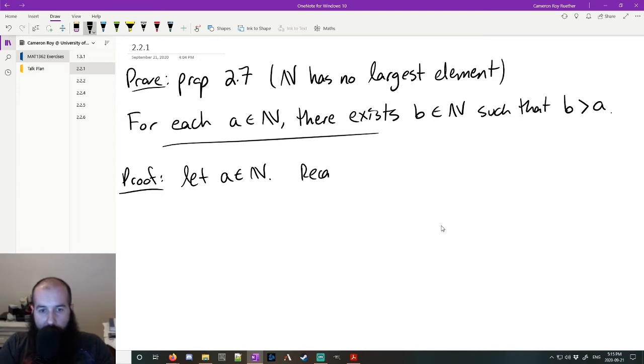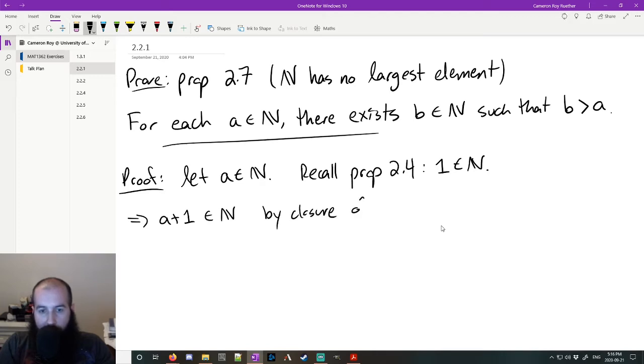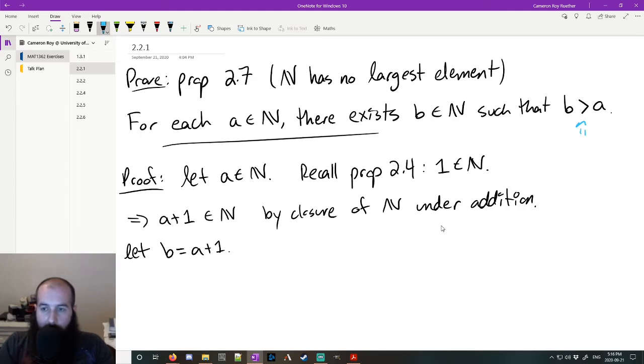We're going to recall proposition 2.4, which states that 1 is a natural number, and therefore a plus 1 is a natural number by closure of the naturals under addition. So this is going to be our b. So let b be equal to a plus 1, which is a natural number. Now b is greater than a if and only if b minus a is a natural number.